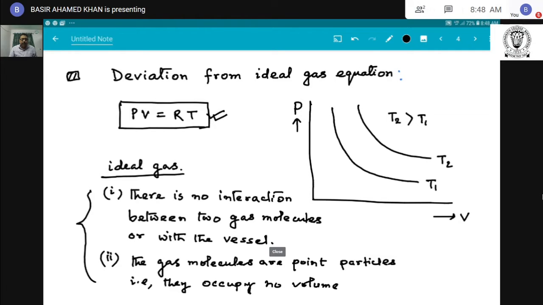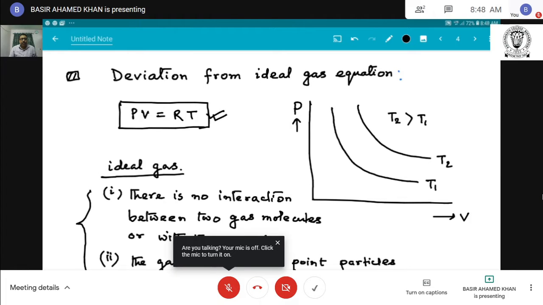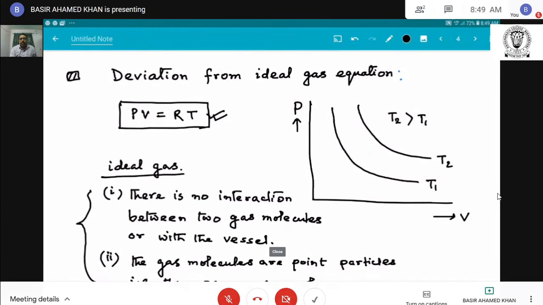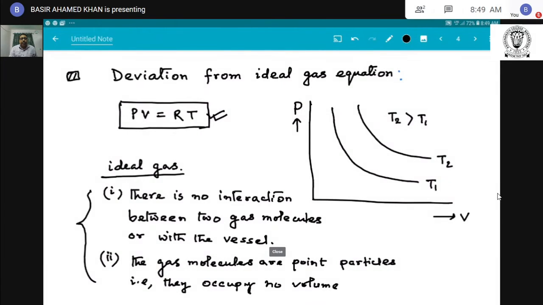But in real gas we know that there are interactions, attraction or repulsion, between two gas molecules, and secondly gas molecules occupy volume. So it is obvious that the ideal gas equation and real gas equation will be different, because the pressure and volume will be different for ideal gas and real gas.